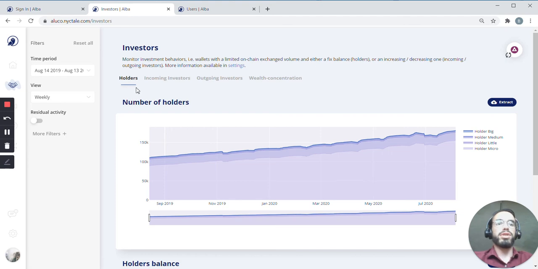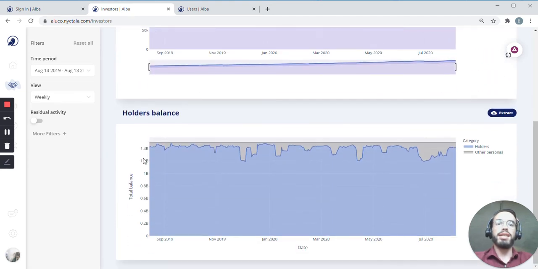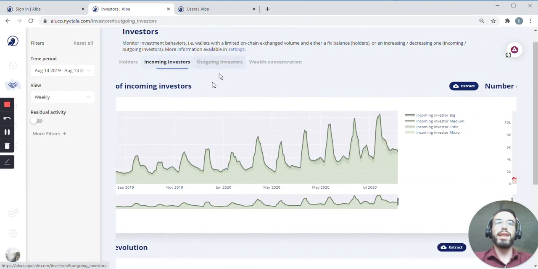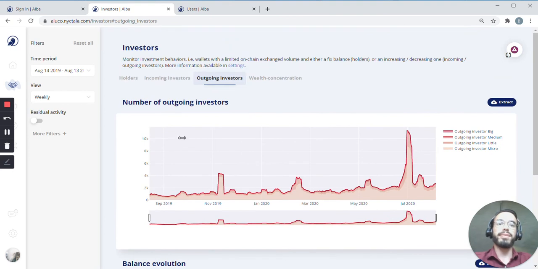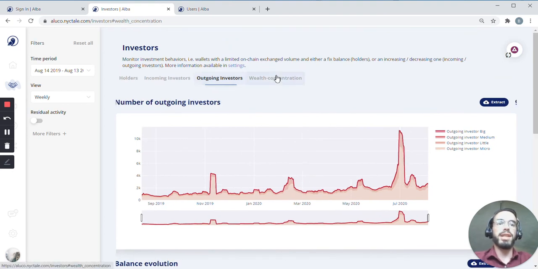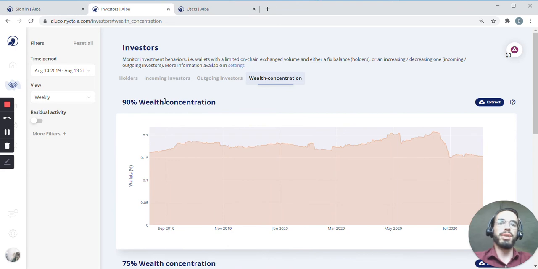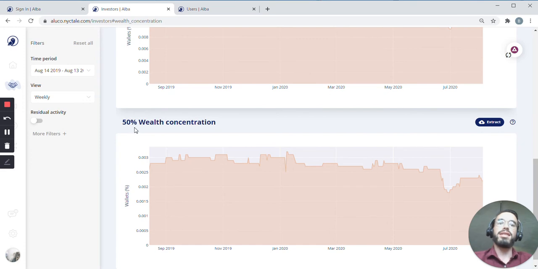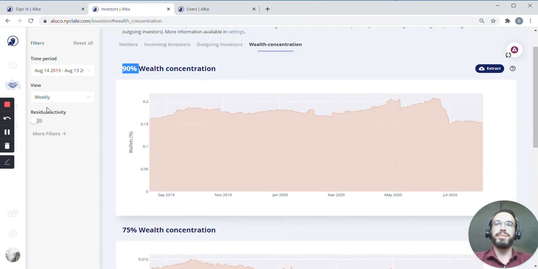We display there the number of wallets labeled as such and their balance or balance evolution for incoming and outgoing investors. The last page of the Investor tab gathers 3 additional indicators of interest regarding the network's wealth concentration. We represent there the percentage of wallets within the targeted community who hold a given proportion of the supply, respectively 90%, 75%, or 50%.